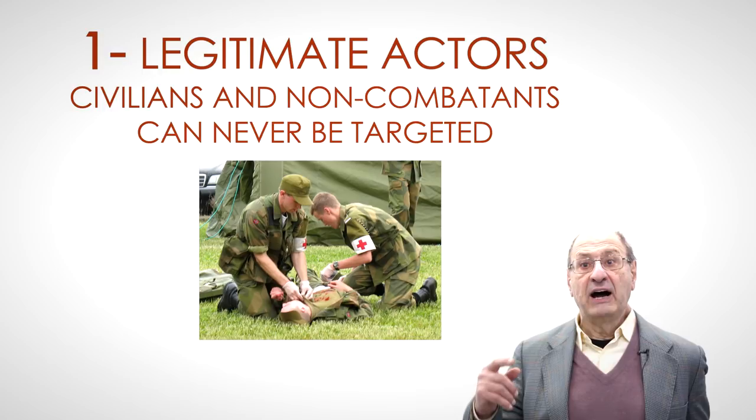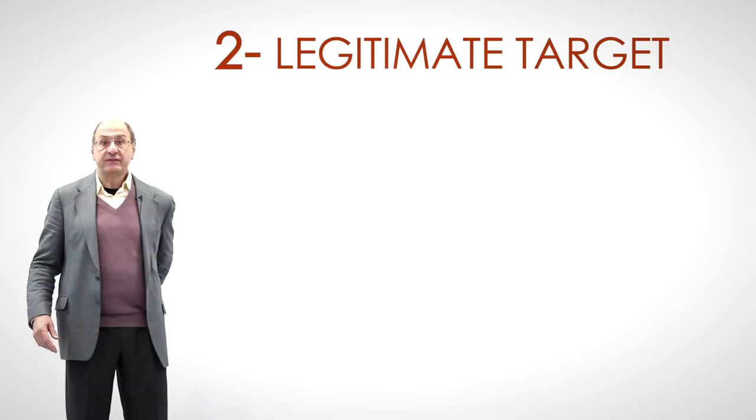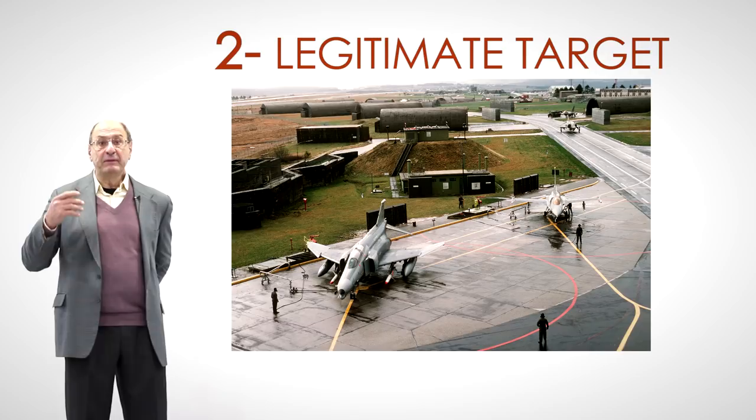A second normative criterion is the category of legitimate target. In addition to the enemy combatants, they are the objects, places, and assets that can be targeted due to their military value or their lack of direct impact on civilians.